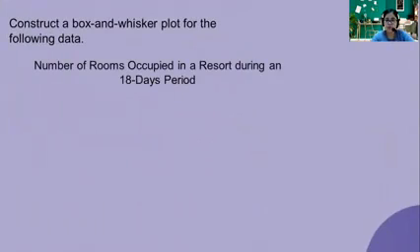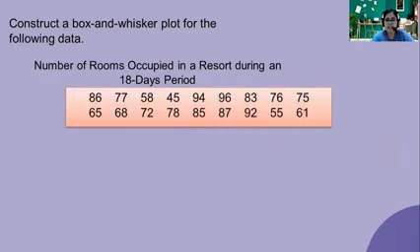The number of rooms occupied in a resort during an 18-day period. So here is the data: 86, 77, 58, 45, 92, 96, 83, 76, 75, 65, 68, 72, 78, 85, 87, 92, 55, and 61.